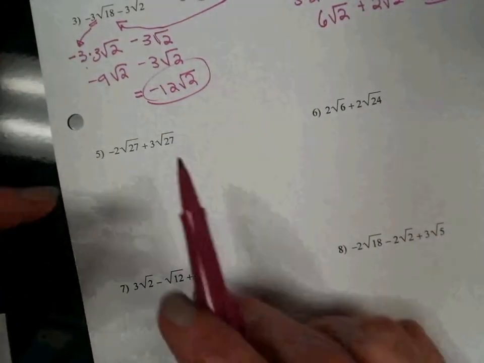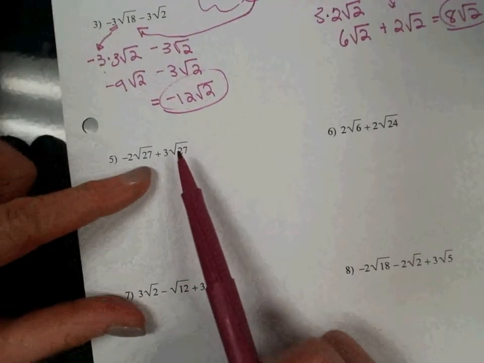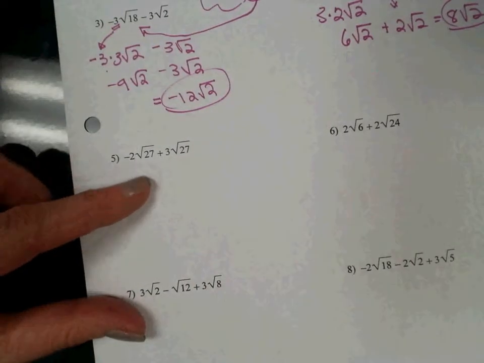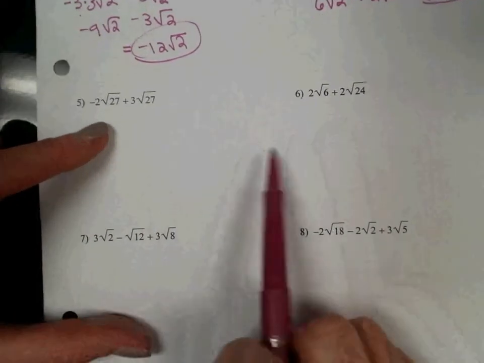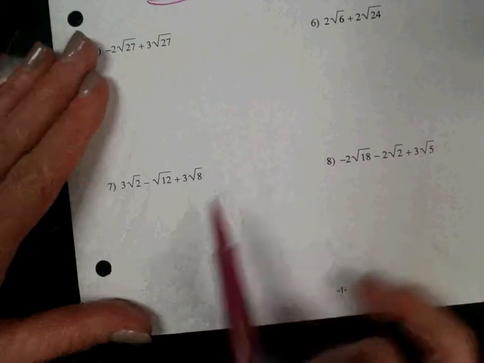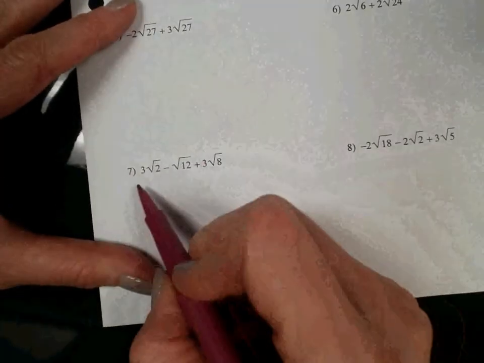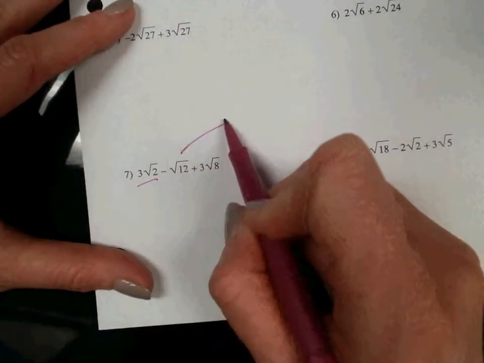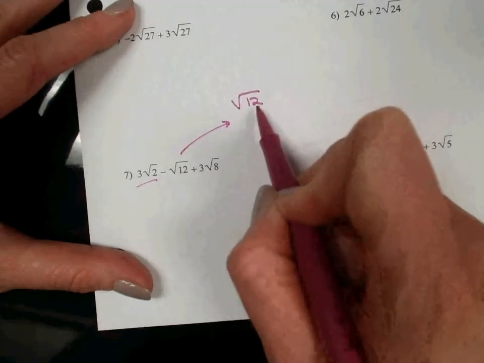Next. Number 5 we're going to skip, but just a sneak preview. You do need to simplify the radical 27. Skipping 6. I'll do 7 since there's 3 terms here. The first term can't be simplified, but the second one can, so radical 12.